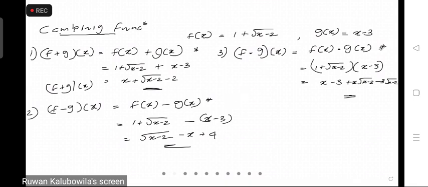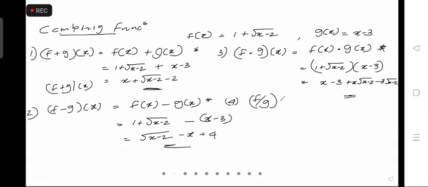So we have this part, and the division, f over g. Same, right? You can apply the same thing over here. Likewise, you can simplify to make this kind of combined function. So f(x) means square root of x minus 2, g(x) means x minus 3.